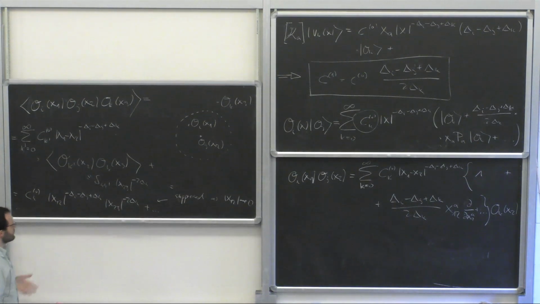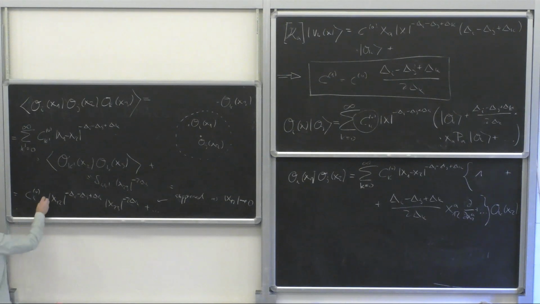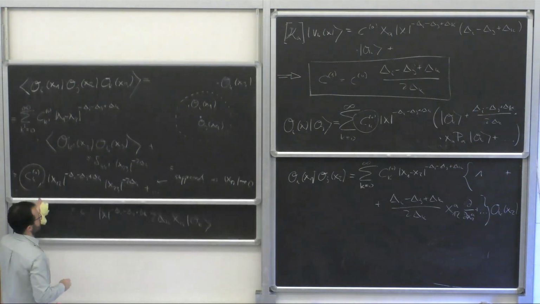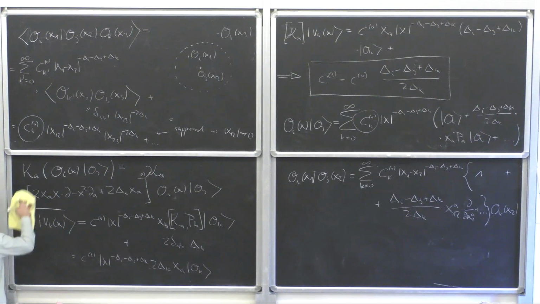And now you can compare, right? We have a formula for the 3-point function, which is completely non-perturbative, exact for all x1, x2, x3. You can take it and expand it at small x12, and compare with this expression, and you'll see that, first of all, the first term agrees, and second of all, the c_k is just the C_ijk that we saw earlier.